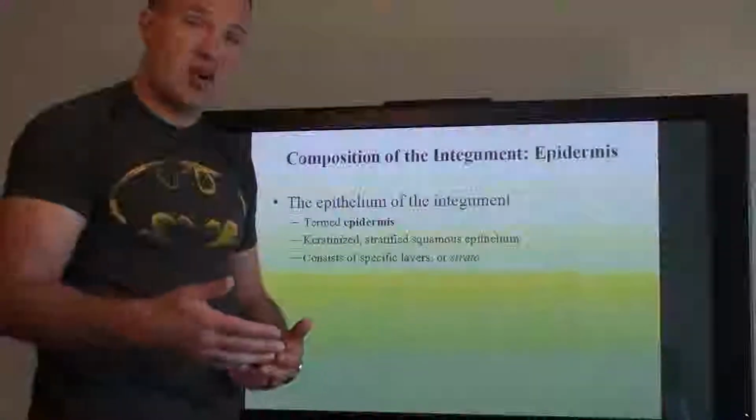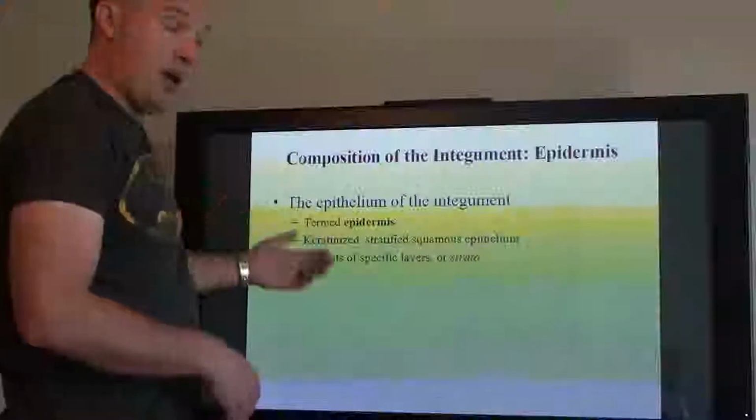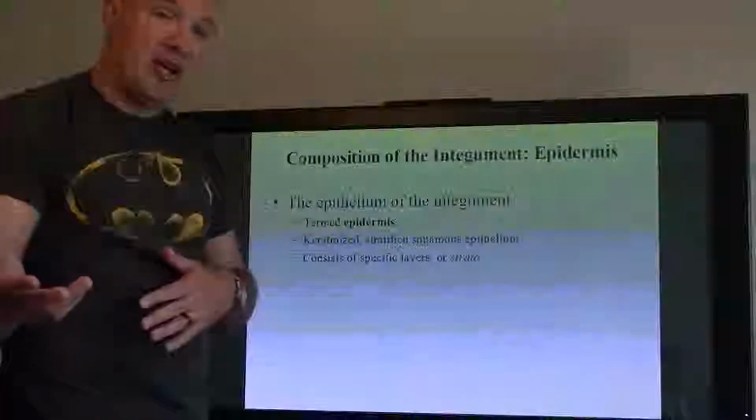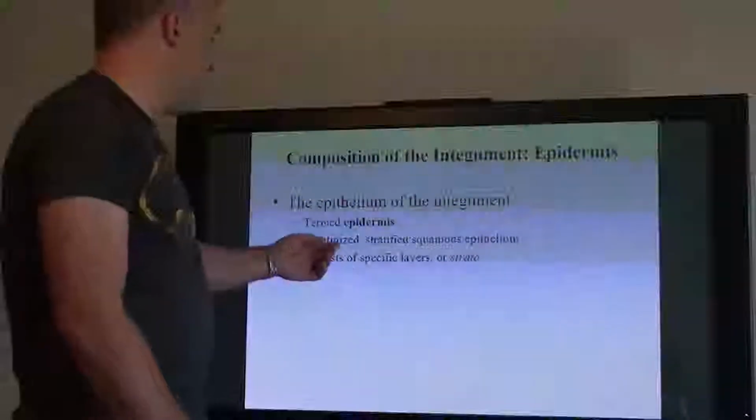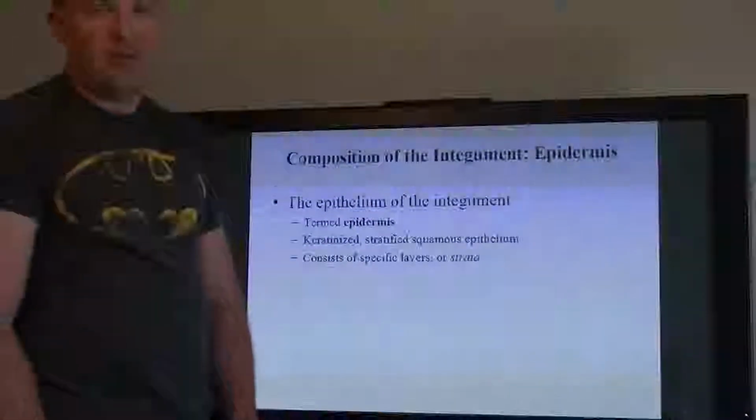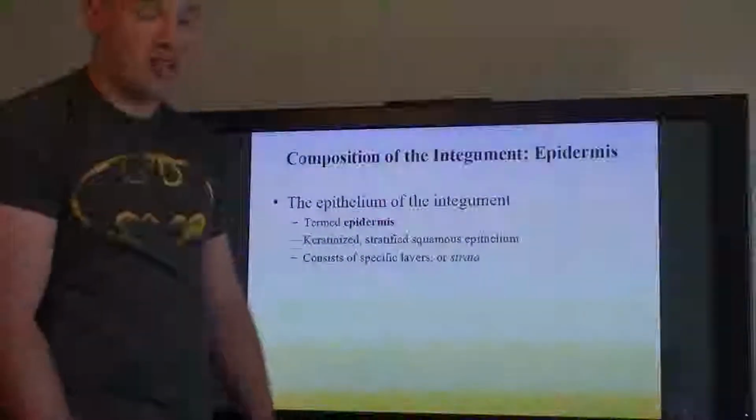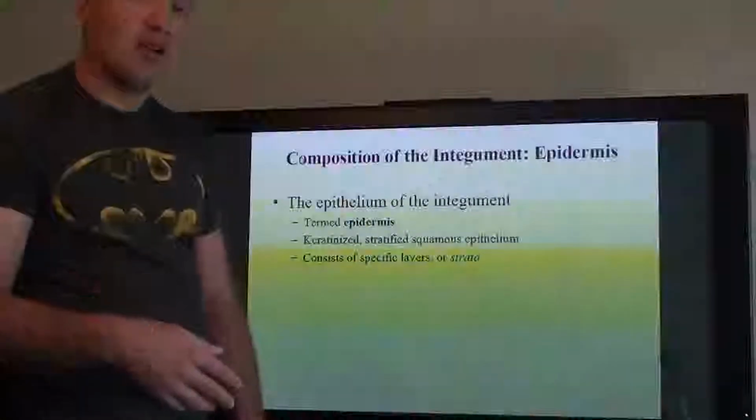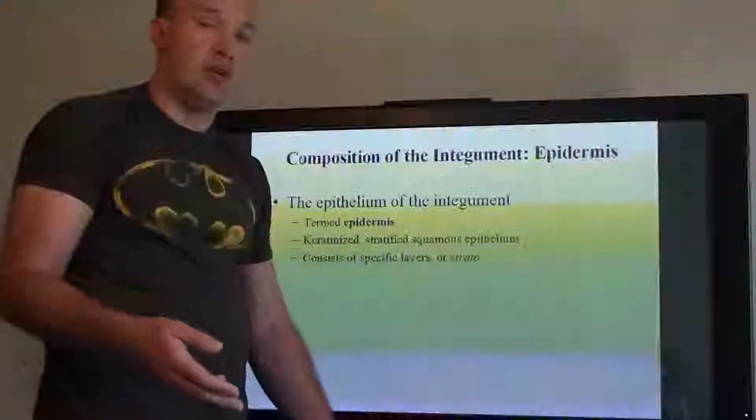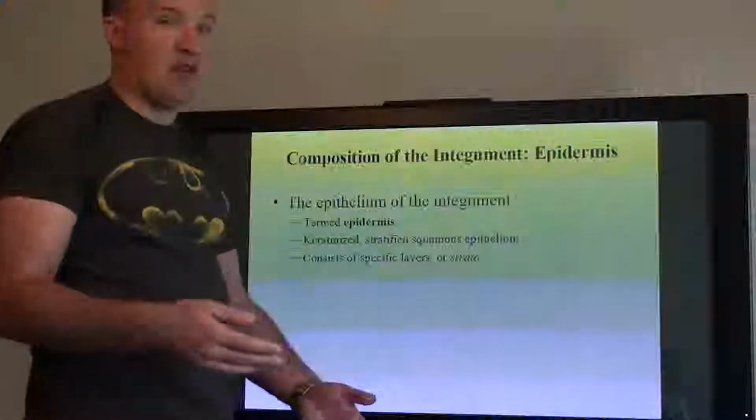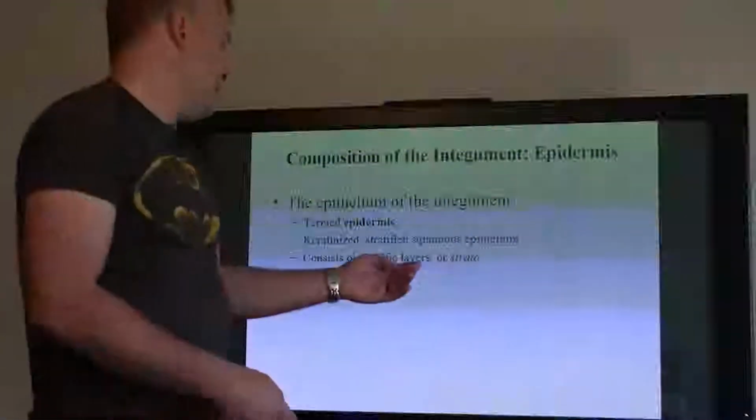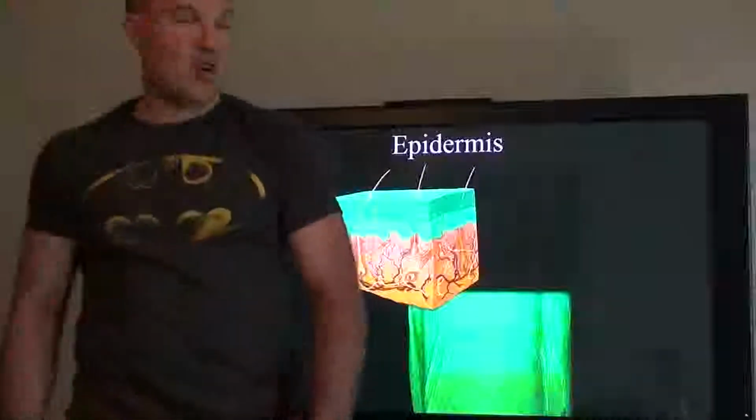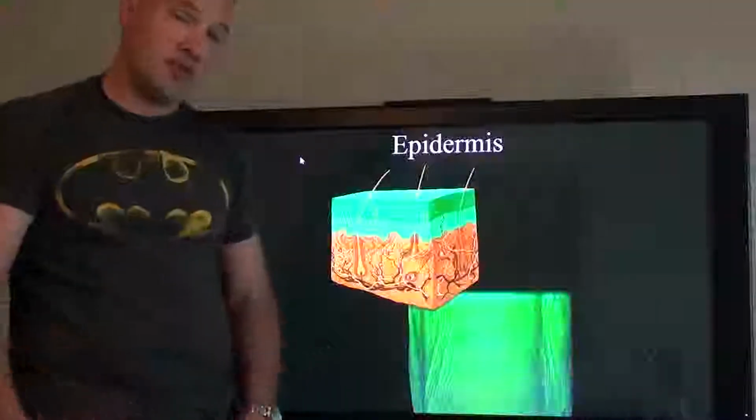Alright, so let's start with the superficial layer, the epidermis. Realize that we talked about it being made of stratified squamous epithelium, a type of epithelium that's keratinized. We're going to talk about what keratin is and what it does. It has specific layers or strata, just like rocks would, that we find everywhere, no matter where the skin is. It's going to have specific layers to it. Again, epidermis, the superficial layer.